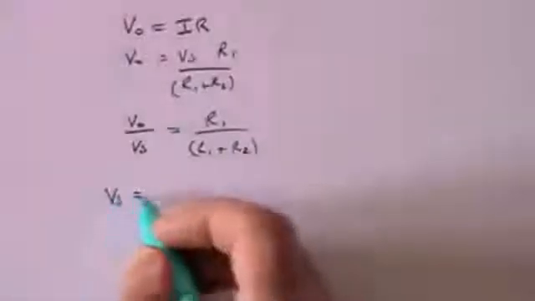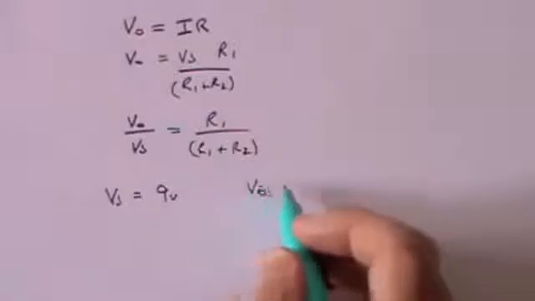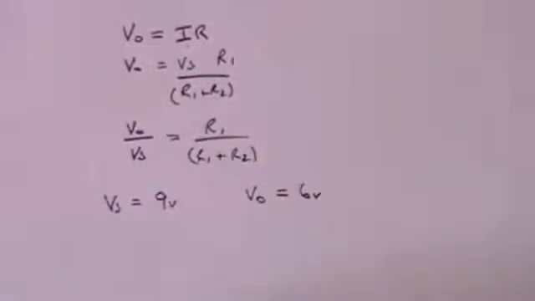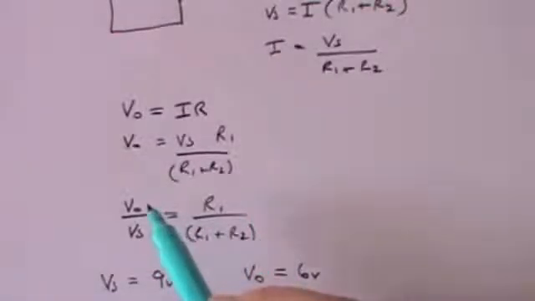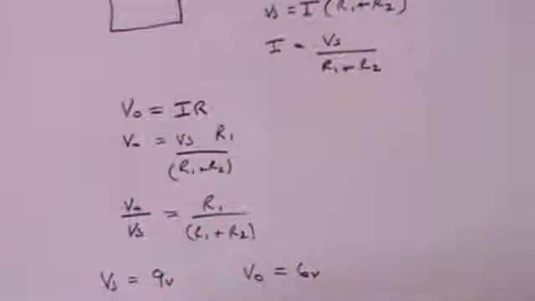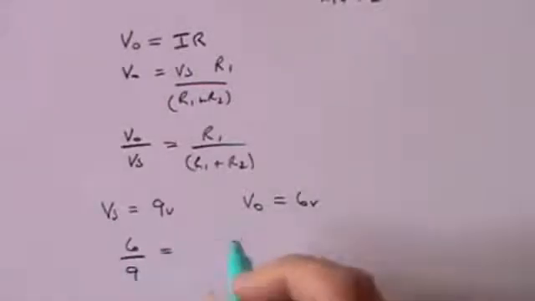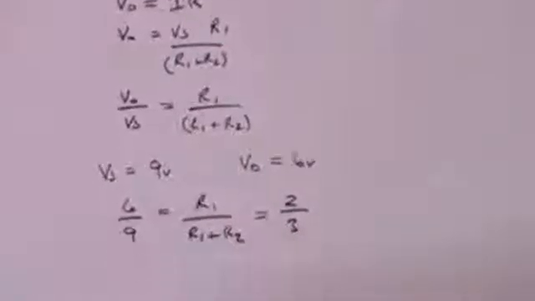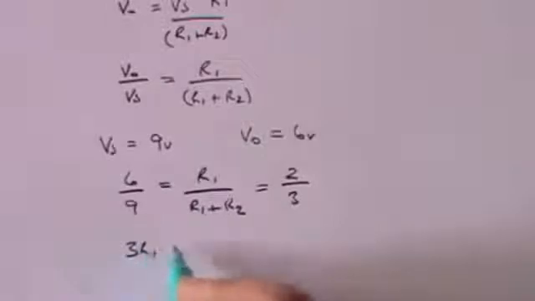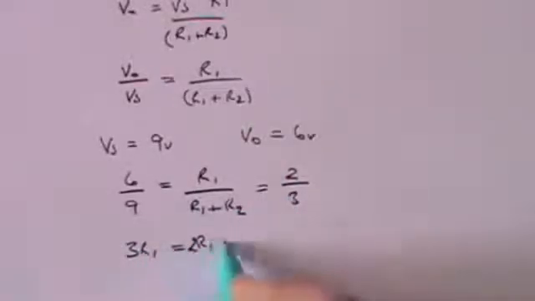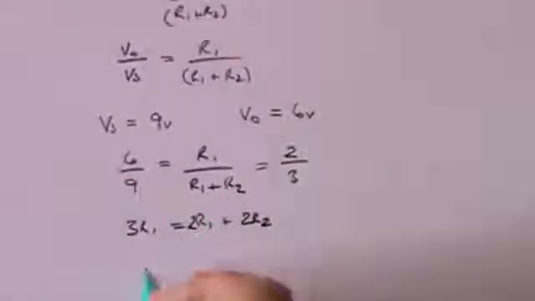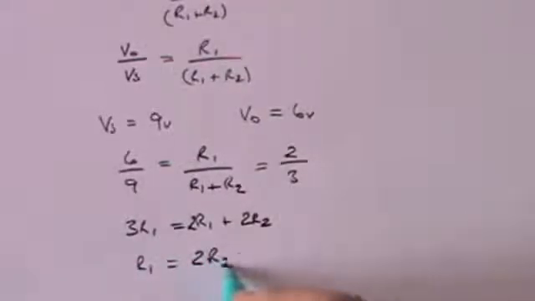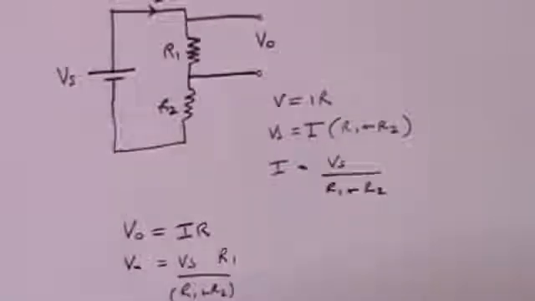Let us suppose that the source voltage is a 9 volt battery, and let us suppose that what I actually want is an output of 6 volts. Well, taking this arrangement here, you would say that V out is 6, V source is 9, so VO over Vs is going to be 6 over 9, and that's going to equal R1 over R1 plus R2. 6 over 9, of course, just simply reduces to 2 over 3, and now we can just multiply both sides. We get 3 times R1 is equal to 2 times R1 plus 2 times R2, and that simply reduces to R1 equals 2 R2. So if R1 is twice the value of R2, then you will get 6 volts across R1 as your output voltage.